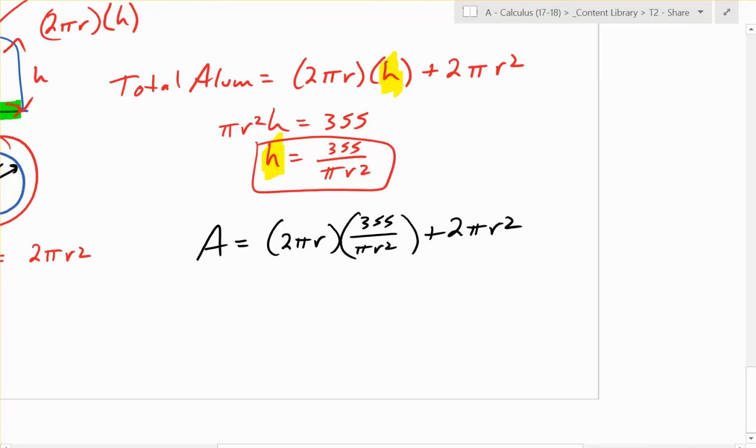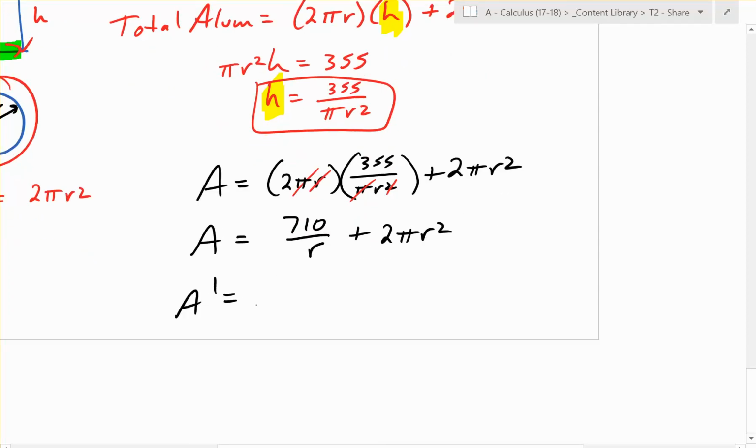So now let's rearrange this a little bit. And if you arrange this a little tiny bit and cancel a few things, what happens here? Well, the r cancels in one place, and so does the pi. So that's gone. One of those r's cancels. So what do you end up with? You end up with 710 over r plus 2 pi r squared, which is pretty nice. So now let's take the derivative. And it's key to remember, I'll actually back up for a second. This is the same thing as 710 times r to the negative 1. It's key to remember that.